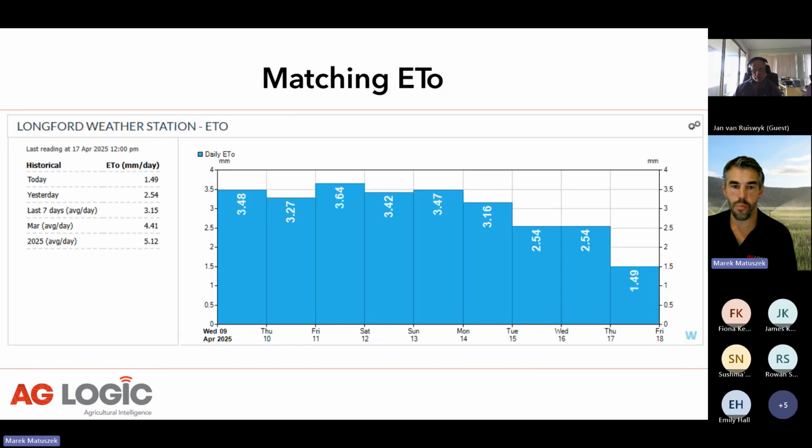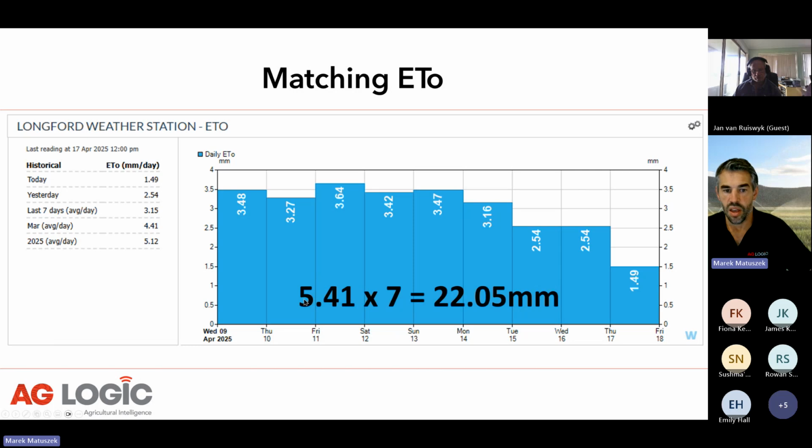So we spoke about matching ETO. I've just cut this from Longford this morning in terms of where we're sitting. Sorry, that should be 3.15. If we look at 3.15, here's your average times 7, 22 mils. So if we want to replicate what our plant needs, with a crop factor of 1, we're then looking at an application of 22 mils a week, and that would be reducing.